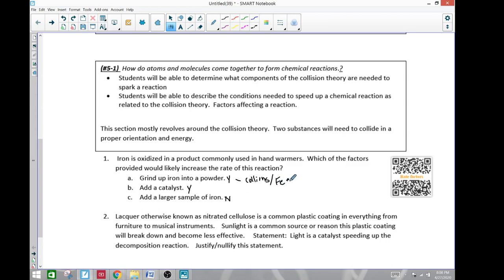Fe and air. This one is doing it by reducing activation energy by taking a different route. So it's not going a different route, it's taking a different pathway, and by lowering activation energy.